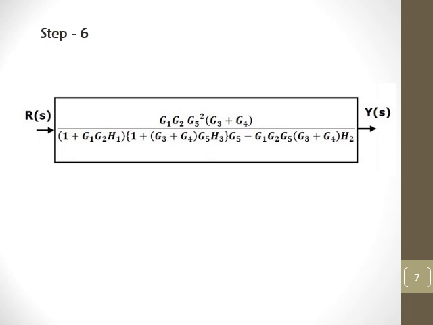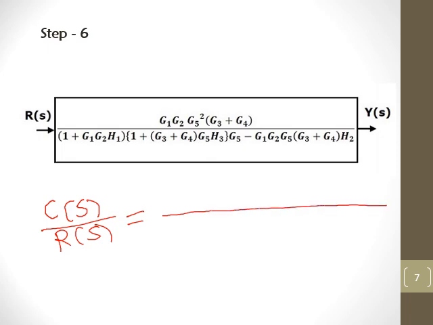So look at this transfer function. This is actually the final step, but you need to write the final answer in the form of numerator and denominator. That is, C of S upon R of S, Laplace transform of output to Laplace transform of input, is equal to, you will rewrite this here. This is actually the numerator and this is actually the denominator. So you will put here numerator upon denominator.